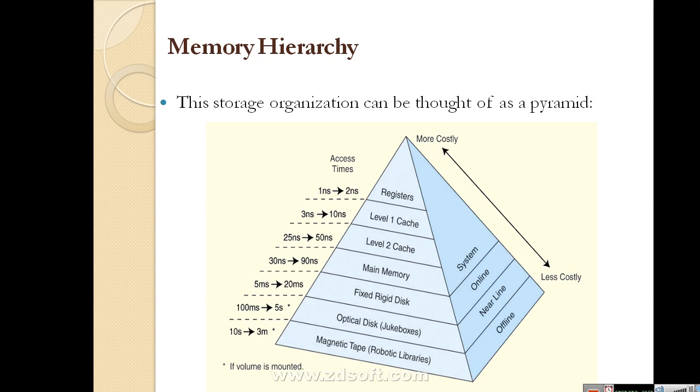As you can see, magnetic tape is initially offline, optical disk is nearline, then followed by fixed rigid disk, which is online. Main memory is system, level 2 cache is also system, level 1 cache is also system, and registers is also system. As we go up the block, the access time decreases. As you can see, for registers it is only 1 nanosecond, and for level 1 cache it is 3 nanoseconds to 10 nanoseconds.